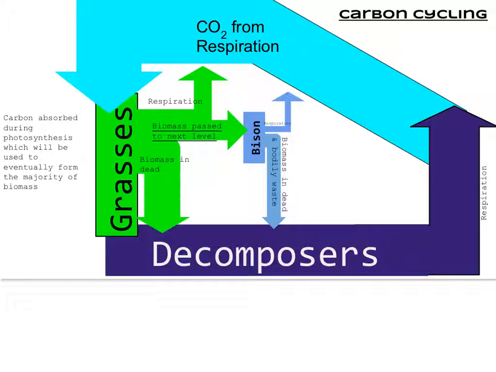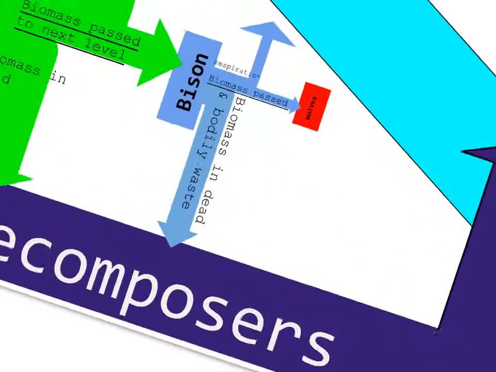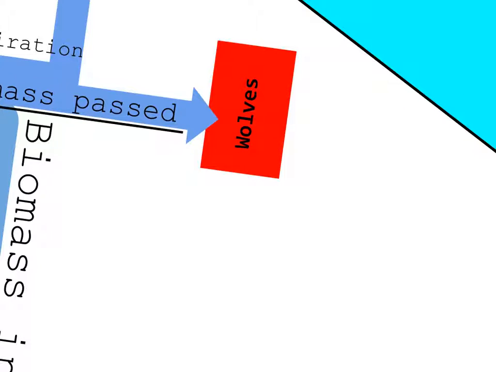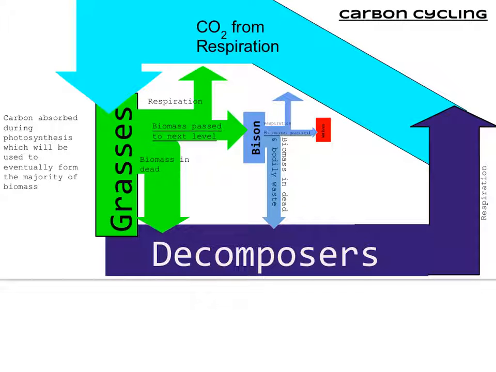Bison might also be eaten by a wolf. Now this is a very small little wolf here. And that's because there's not many wolves in an environment. Because remember, all that biomass that was in the bison is not going into the wolf. It's only this small sliver. 10% is moving to the next trophic level, where 90% is either going to decomposers or being respired into the air.